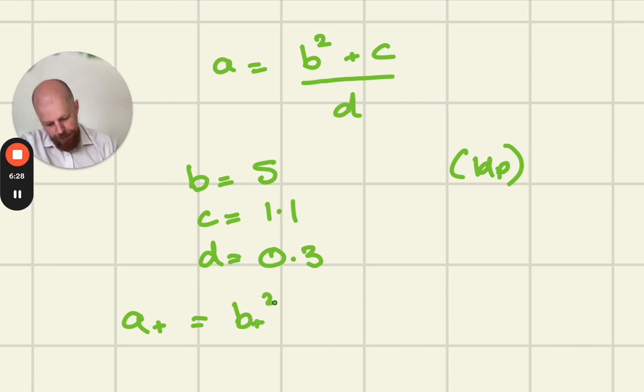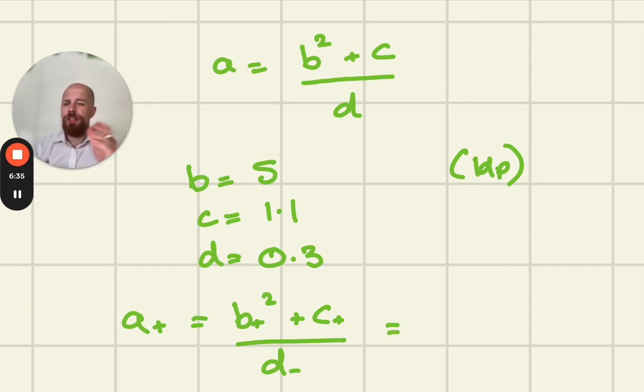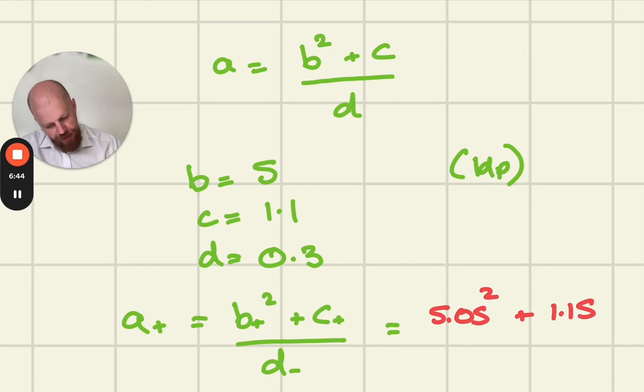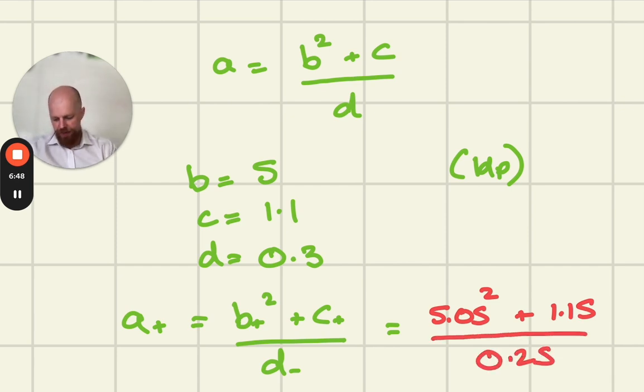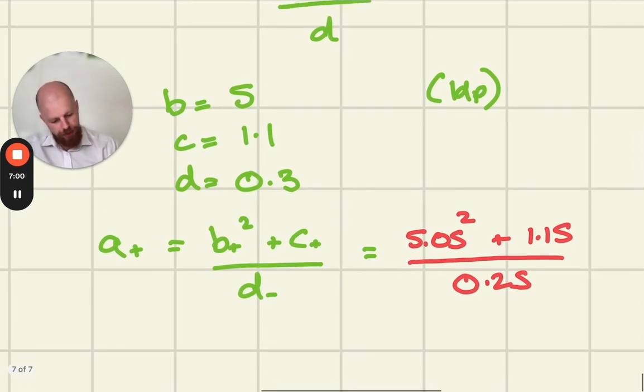So I'll do B plus, C plus, over D minus. Now these are correct to one decimal place, so 5 is actually 5.0. So I'll do 5.05 squared plus 1.15, and then the denominator needs to be smaller, so I'll do 0.25. Put that in my calculator and I get 106.61.